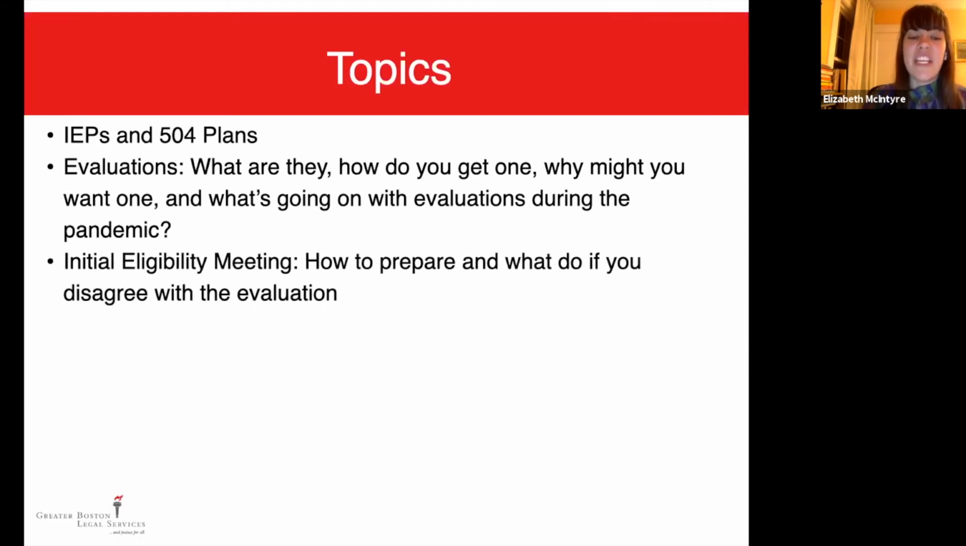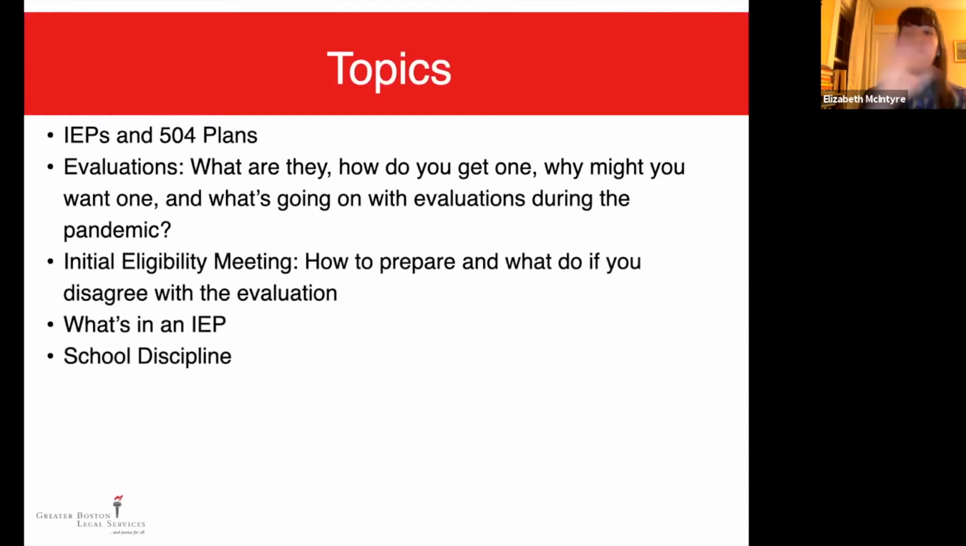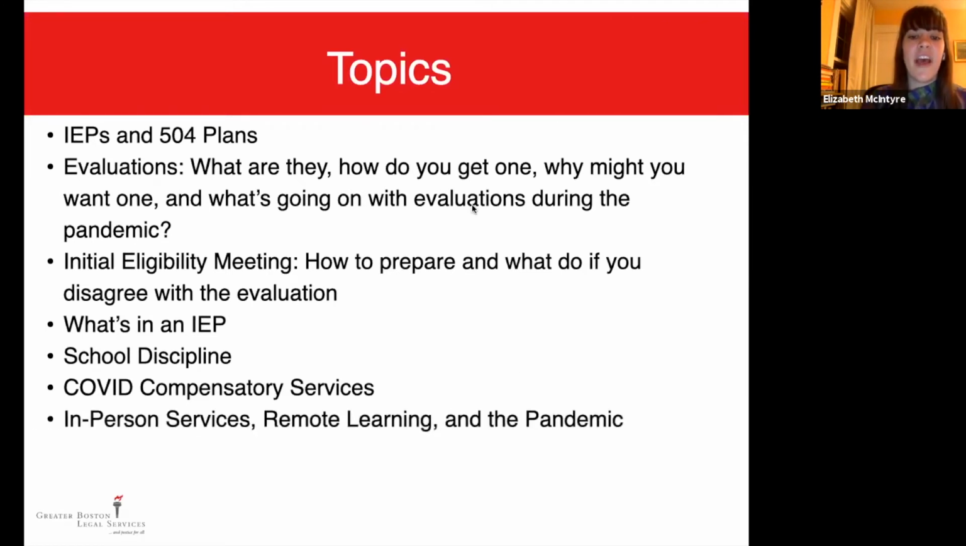We're going to talk about an initial eligibility meeting. So after a first evaluation, how do you prepare for that? And what to do if you don't agree with the evaluation. Going to talk about what's in an IEP. Very briefly, going to touch on school discipline for kids with disabilities. Going to talk about a new thing called COVID compensatory services. And then we're going to touch on in-person services, remote learning, and the pandemic.